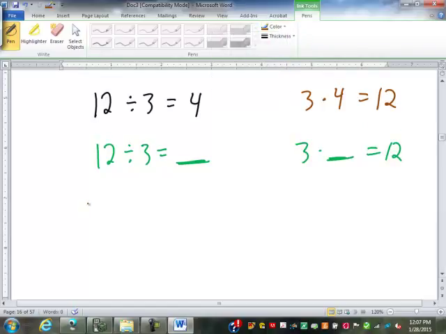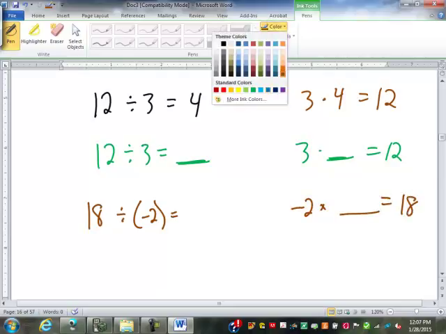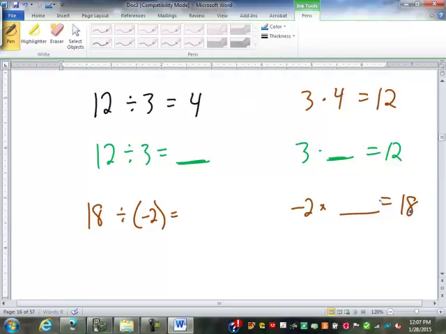So if we have 18 divided by a negative 2, what that's asking is, what do we multiply the negative 2 by to get 18? Well, 18 is positive, so the negative has to be multiplied by another negative, and it would be negative 9. So 18 divided by negative 2 has to be a negative 9. Just like with multiplication, a positive divided by a negative gives us a negative.